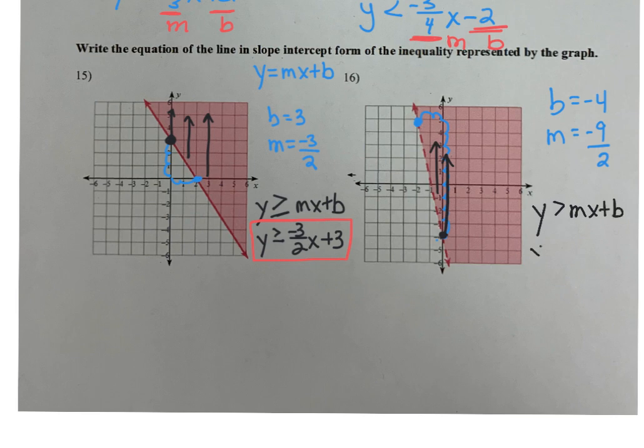So if I plug in what I have, I've got y is greater than, my slope is negative 9 over 2, put the x there. My y-intercept is negative 4. So here we go. Our correct answer, or the inequality that represents that graph, is y is greater than negative 9 over 2 x minus 4.